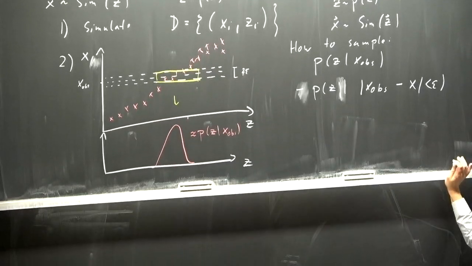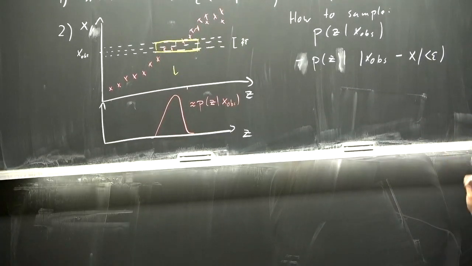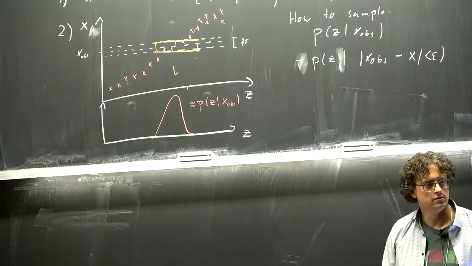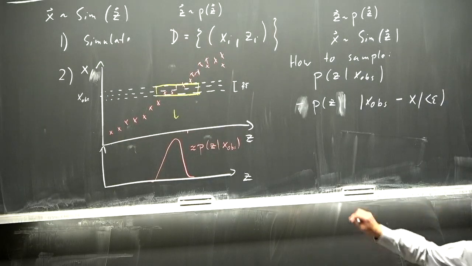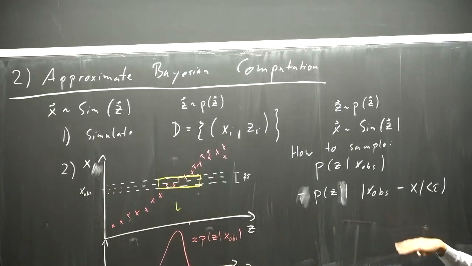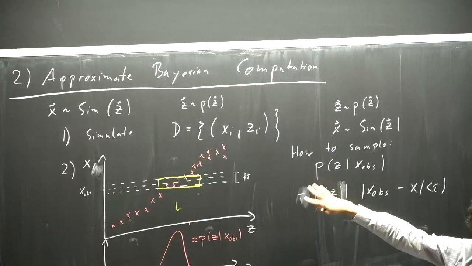Okay, so that's the idea of approximate Bayesian computation. Questions about that? Yeah. How do you pick a value of epsilon, like practically? So usually, I'm not advocating doing it exactly like this. It's just the very fundamental idea.